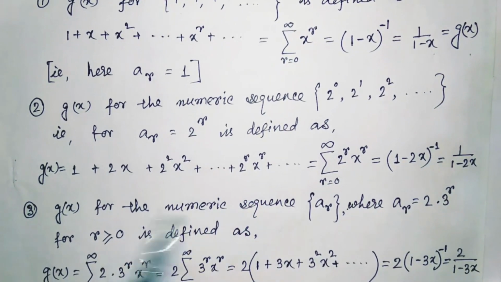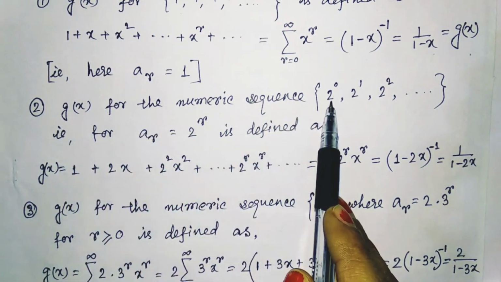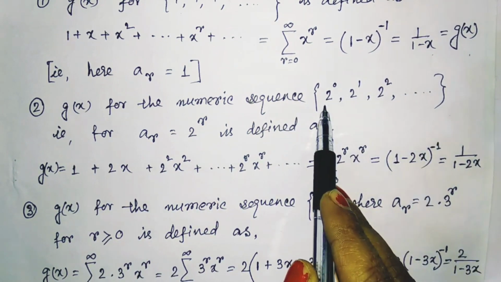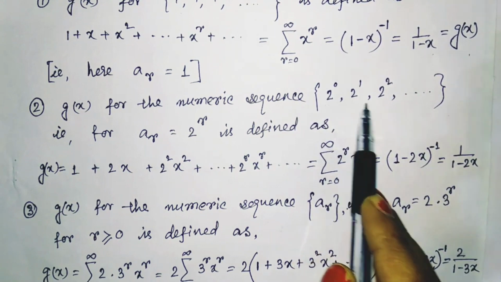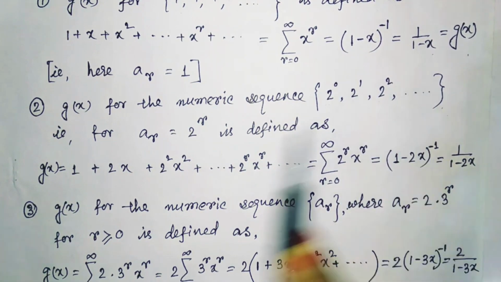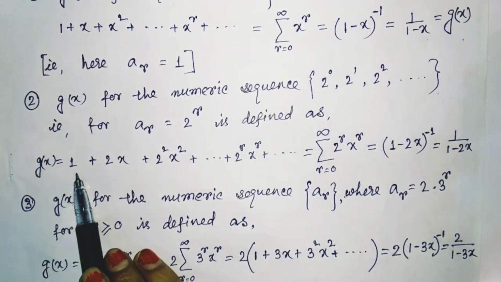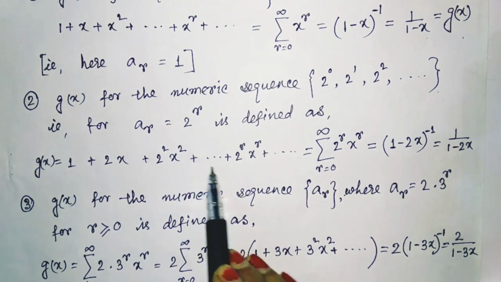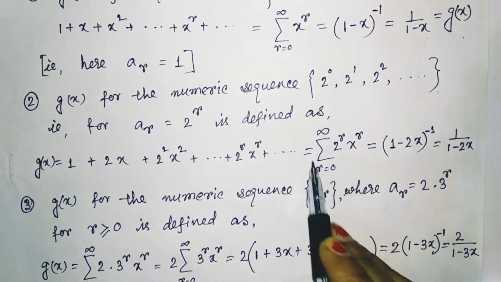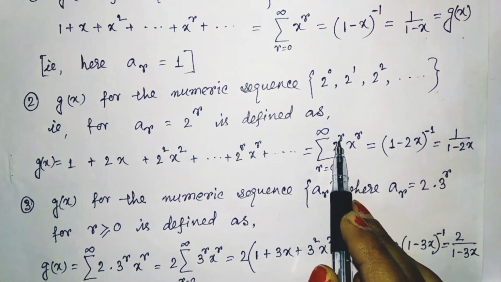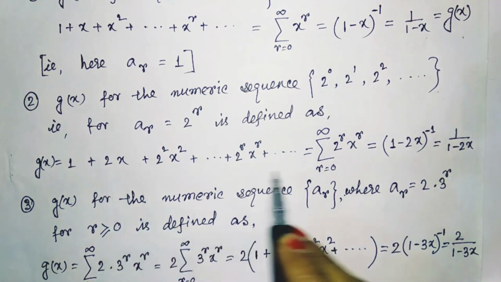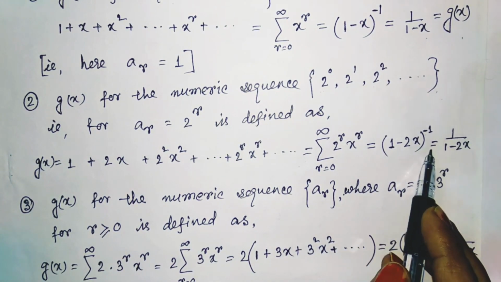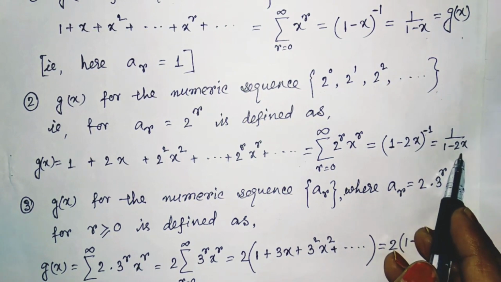Similarly, another example for g(x) for the numeric sequence 2 to the power 0, 2 to the power 1, 2 to the power 2, in this way. That means a0 is 2 to the power 0, a1 is 2 to the power 1, a2 is 2 to the power 2, and so on. So the generating function g(x) becomes 1 plus 2x plus 2 square x square plus 2 cube x cube, in this way to infinity. If we sum up, we find 2 to the power r x to the power r, the infinite series whose expression is 1 minus 2x to the power minus 1. So we can write it as 1 upon 1 minus 2x.